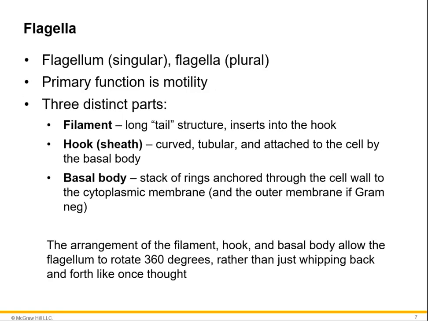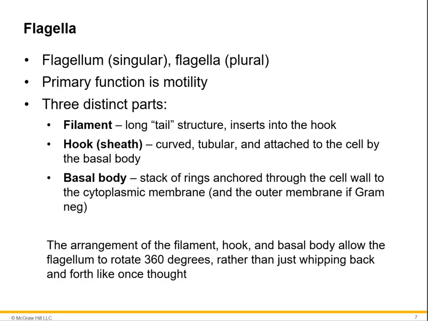Okay, so the flagellum, its primary function is motility. There are three distinct parts. You have the filament, which is like the tail-like portion of it, the part that you really think of when you think of a flagellum. And the filament inserts into the hook, which is essentially a sheath. It's a curved tubular structure that's attached to the cell by the basal body, and the filament fits into it. And then the basal body is a stack of rings that's anchored through the cell wall to the actual cell membrane.